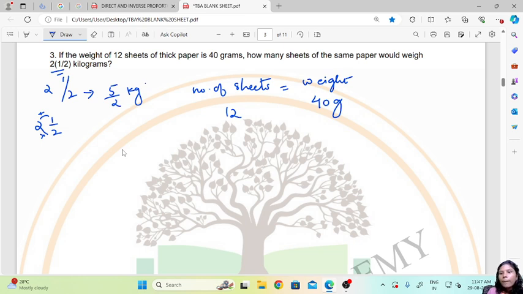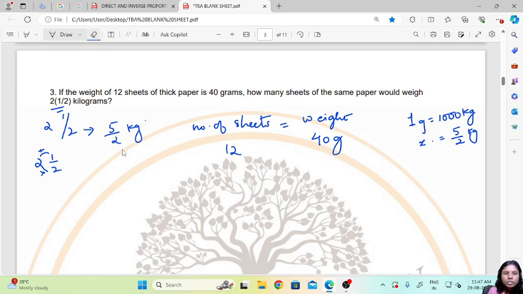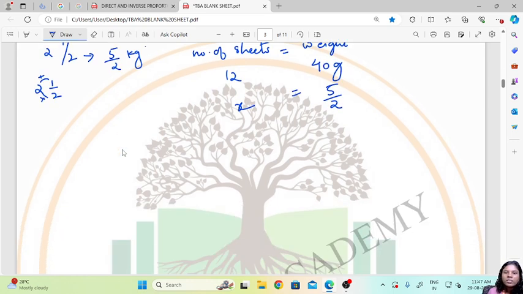Okay. So here we know that 1 gram equals to, so we have to find how much 5 upon 2 kg will be. So now you write the number of sheets here. So the number of sheets we have to find, and the weight is how much? 5 upon 2. So 5 upon 2, now you have to cross multiply this simply. So 5 upon 2 into 12 equals 40 into x.